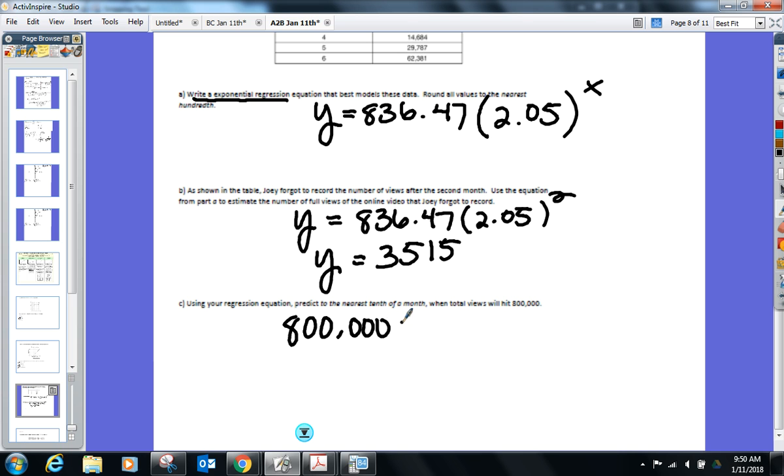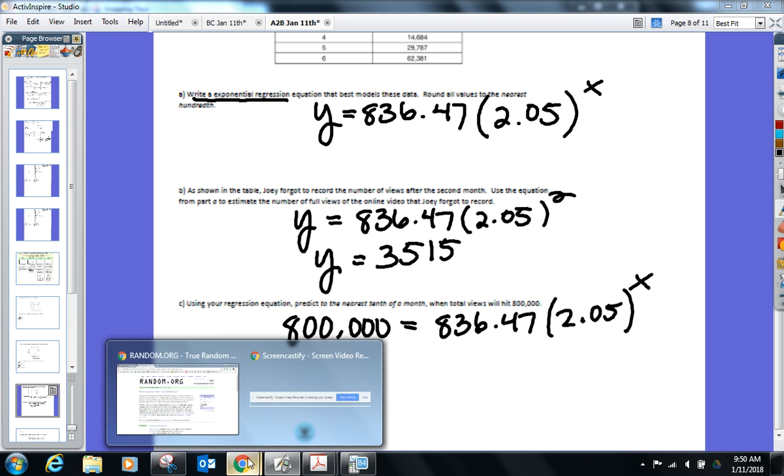So 800,000 equals 836.47 times 2.05 to the x. We've been here before, a couple times this review. Where's the x? It's up as an exponent. What's going to get used here in a second? Yeah, logs.